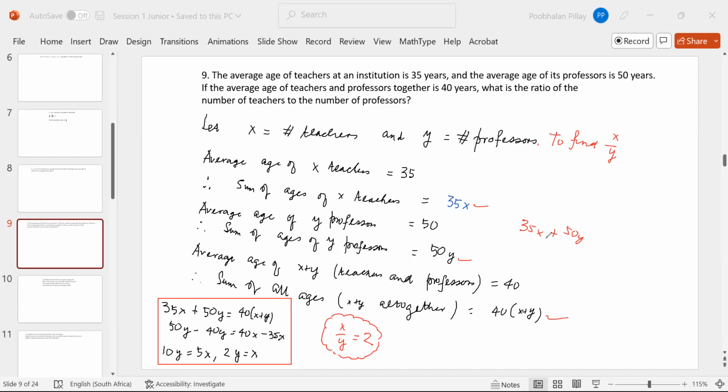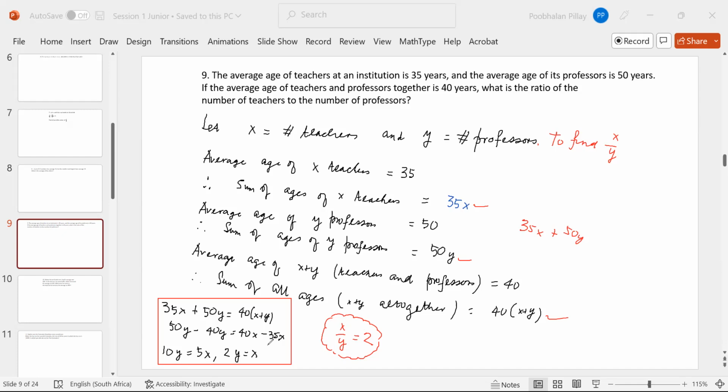So these two will have to be the same, right? And that is what I've got here in this little box. So you have an equation. When you simplify this equation, 40x plus 40y on the right-hand side, bring the y's to one side, as we have done, and the x's to the other side. You'll get 50y minus 40y is 10y, 40x minus 35x is 5x. And then you divide by 5 throughout, and you get 2y equals x.